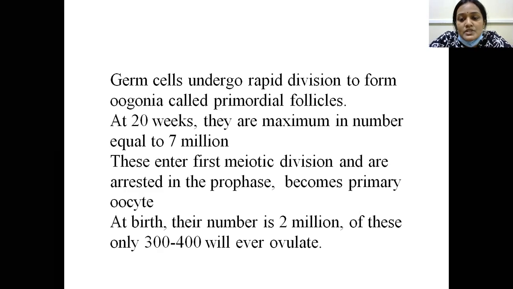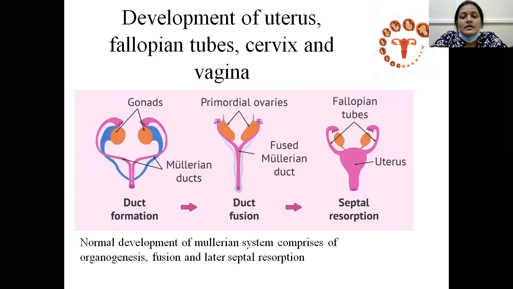And there is a process called attrition, and of these, only 300 to 400 will ever ovulate during the reproductive period of a female. That means from 12 to 13 years of age to about 45 to 50 years of age, that is the reproductive age, and there will be ovulation in this period. Only 300 to 400 ovulate, and the others will become the atretic follicles. This is about the gonadal development.